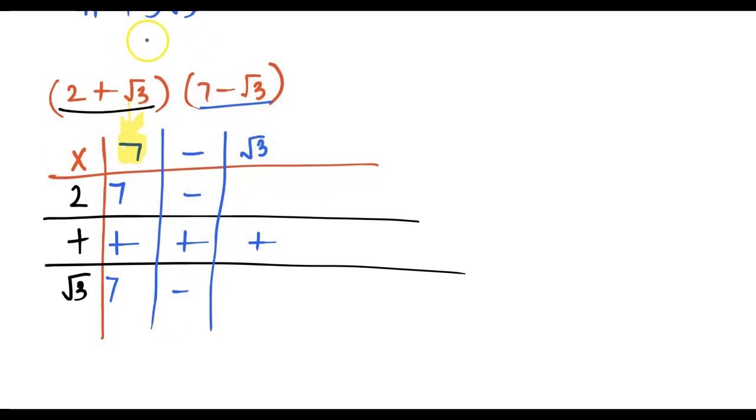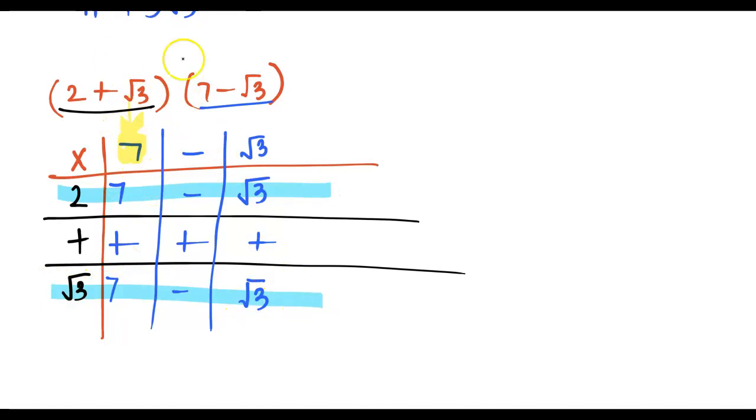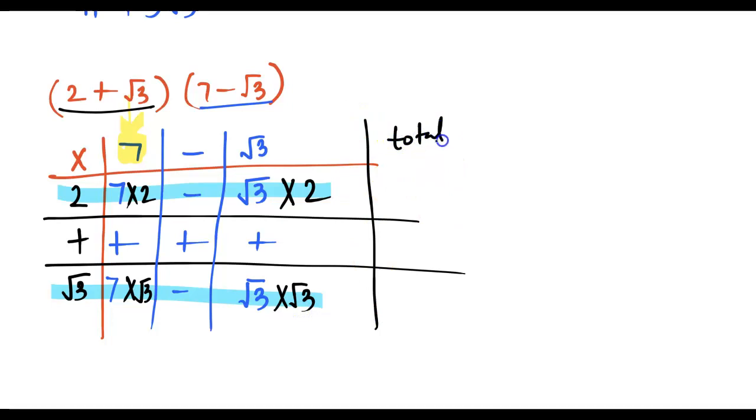Now, there we have root 3. We're going to be writing root 3 and root 3. Now let's go row wise. So rows we have 2 and root 3. So we're going to be taking 7 times 2, root 3 times 2, 7 times root 3 and root 3 times root 3. Okay, so if we talk about total, so we're going to be getting 7 times 2 is 14, take away 2 root 3, and over here 7 root 3, take away 3.